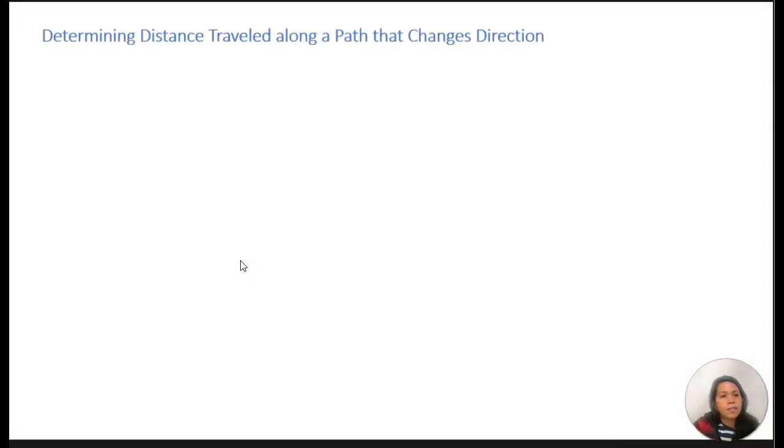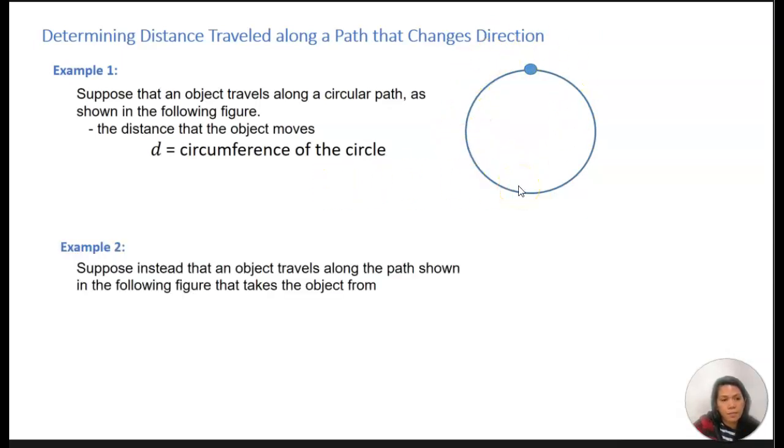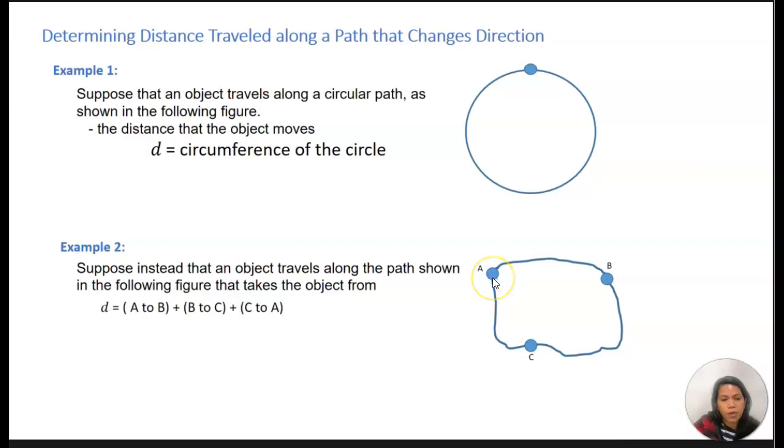Determining the distance traveled along a path that changes direction: for example, if I am going around in a circle, my distance is the circumference of the circle. The same thing with the other one: my distance is the circumference of this path that I traveled.